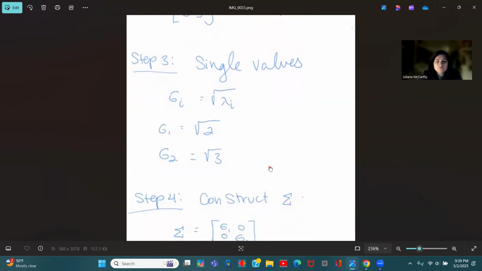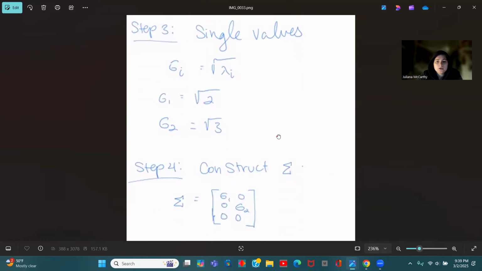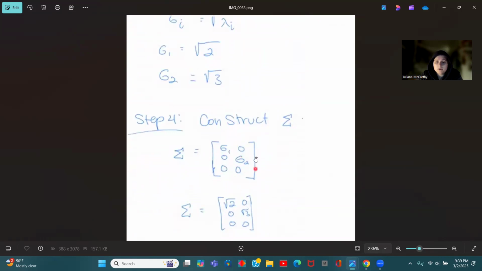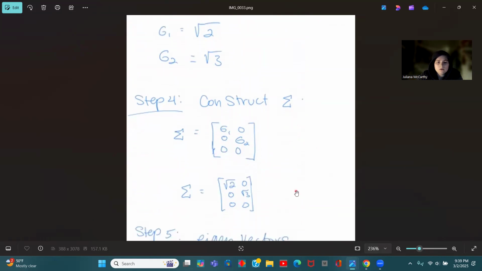For singular values, using those, we're going to construct sigma. Once again, A was a 3 by 2, so sigma has to be a 3 by 2. So we have singular value 1, singular value 2. We're just going to fill in the rest with zeros to make it a 3 by 2. So this is what our sigma is. It's our first singular value and our second singular value.